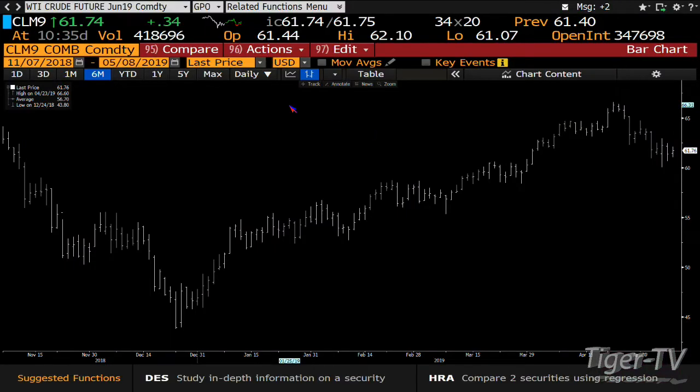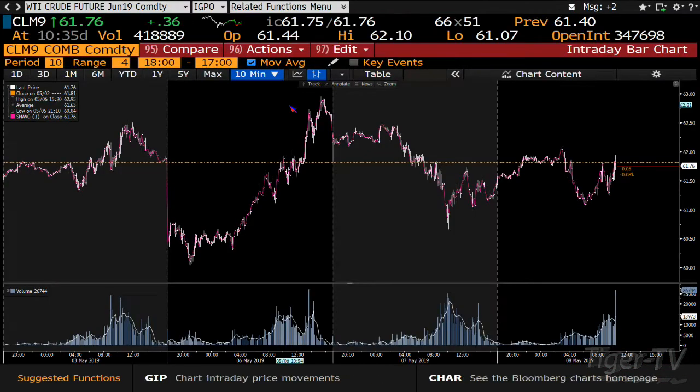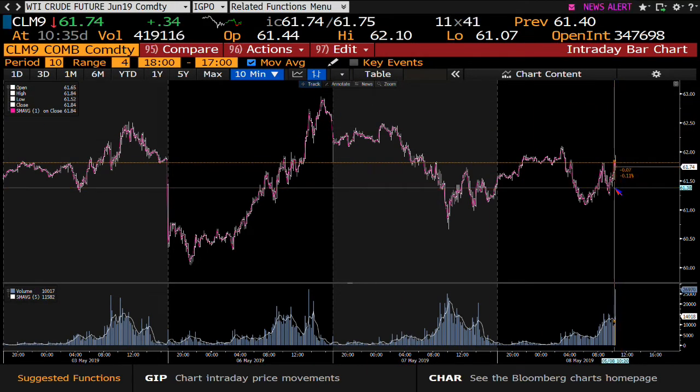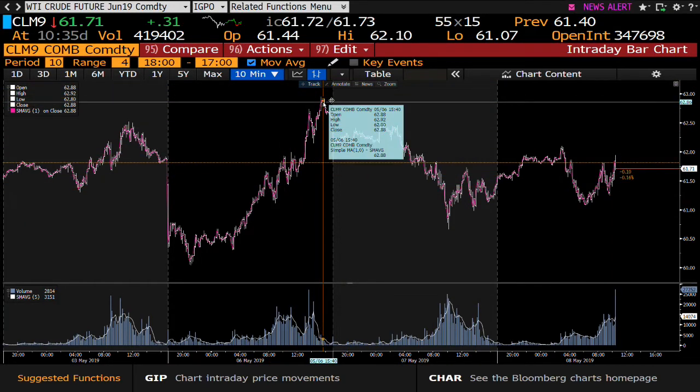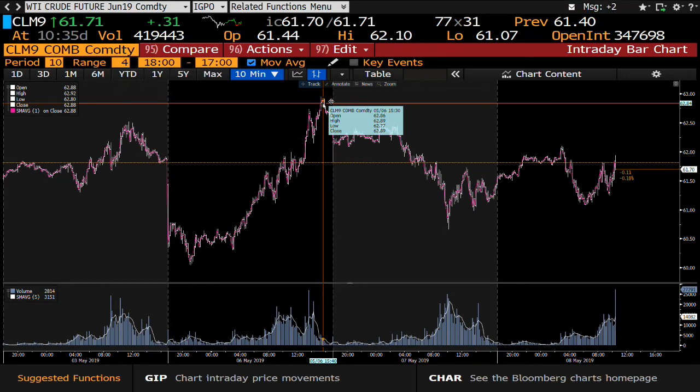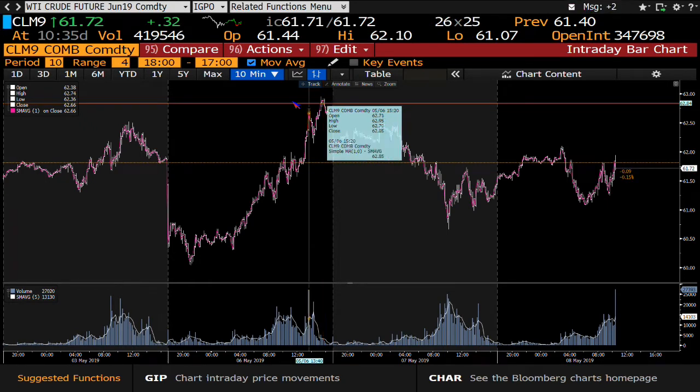Maybe higher prices. It's finally got a draw. Let's take a look. I know this is delayed, but let's see what it's looking like. It is delayed, but it looks like we already got the spike. There's the pop. 61.75. Well, no, that's right, we're up to 62 now. So the high of Monday was 62.92.